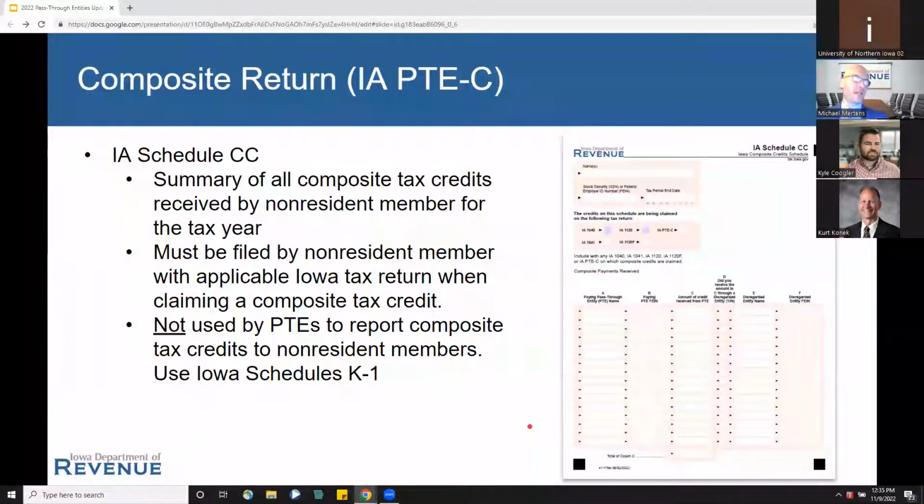This new Iowa Schedule CC is not used by pass-through entities to report composite credits to its members. As we discussed earlier, those composite credits are actually reported directly on the Iowa K-1s. So this Iowa Schedule CC is only going to be used when those non-resident members are themselves claiming the credit they received from the pass-through entity.